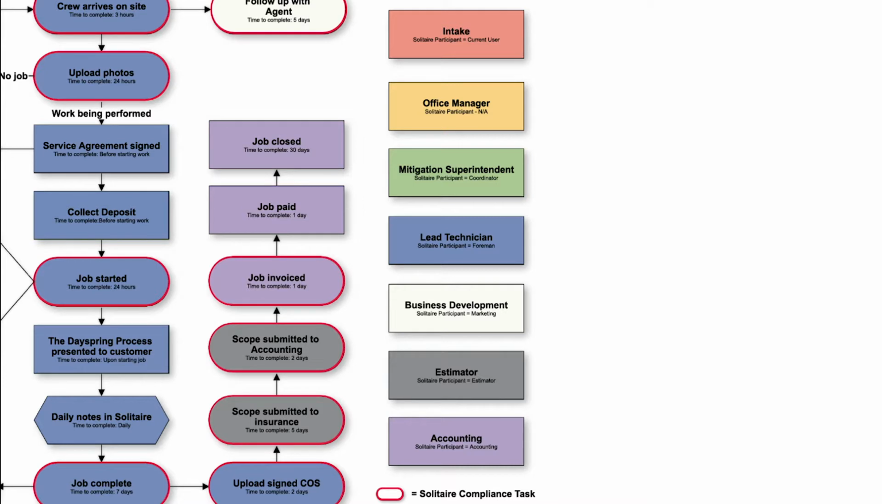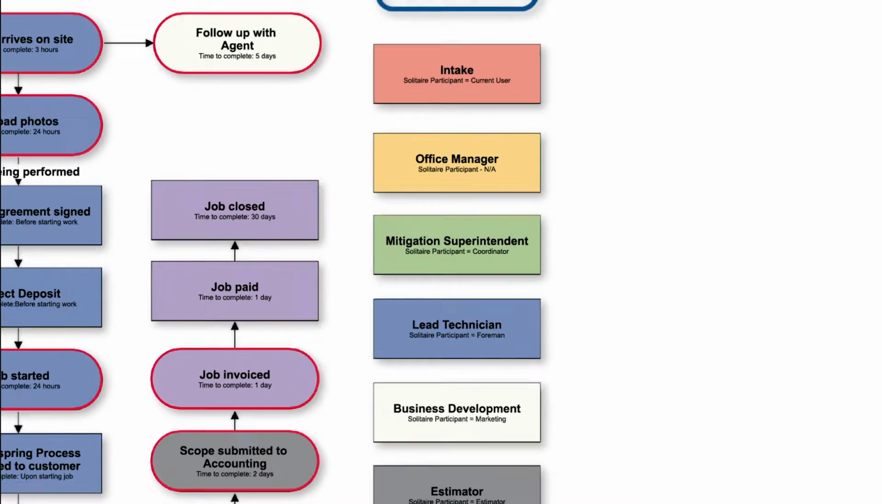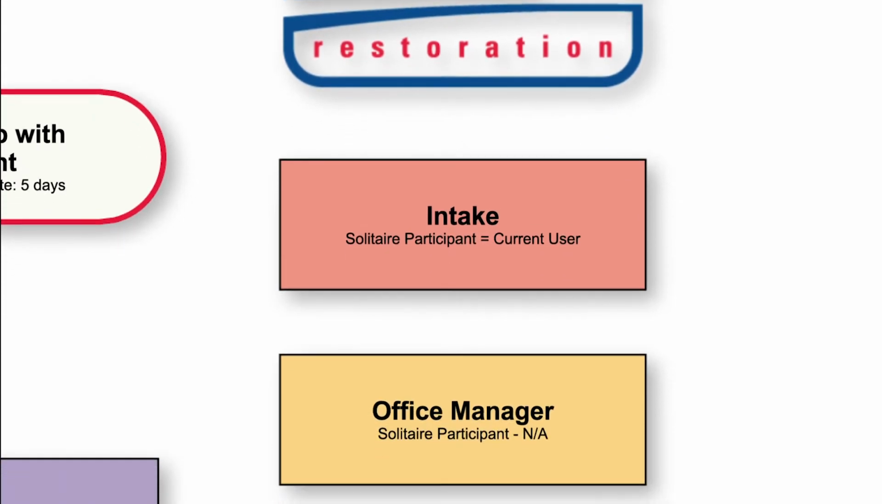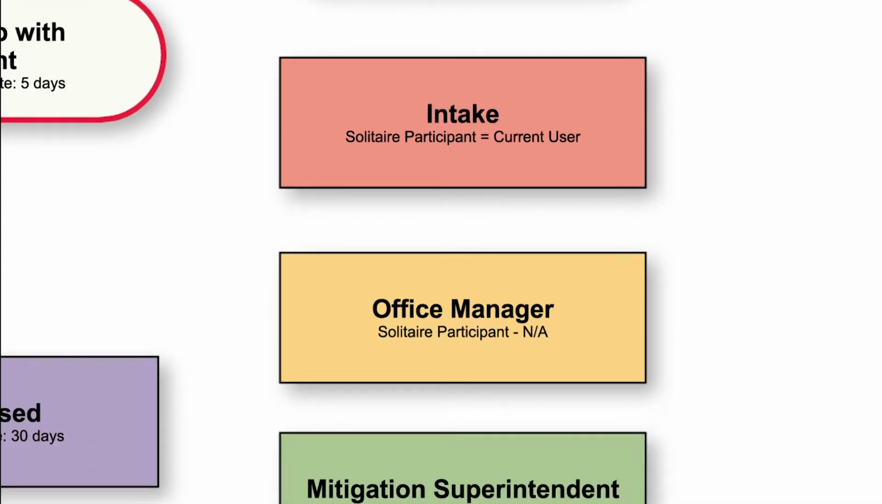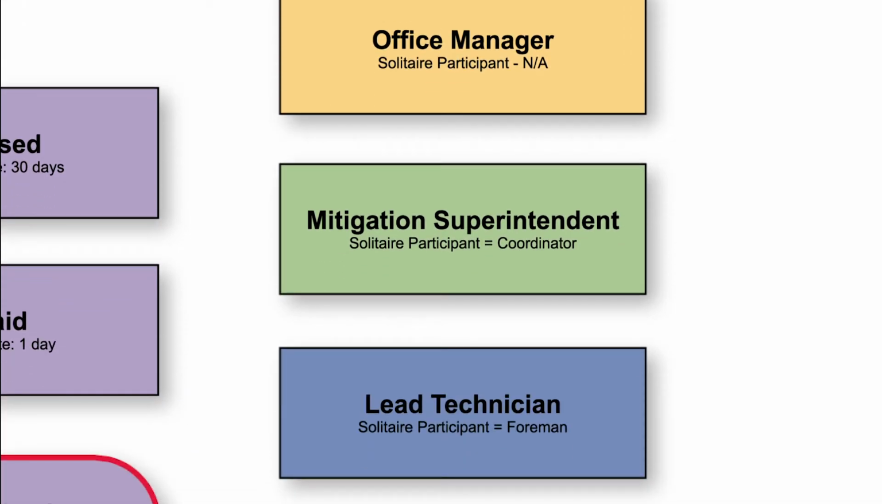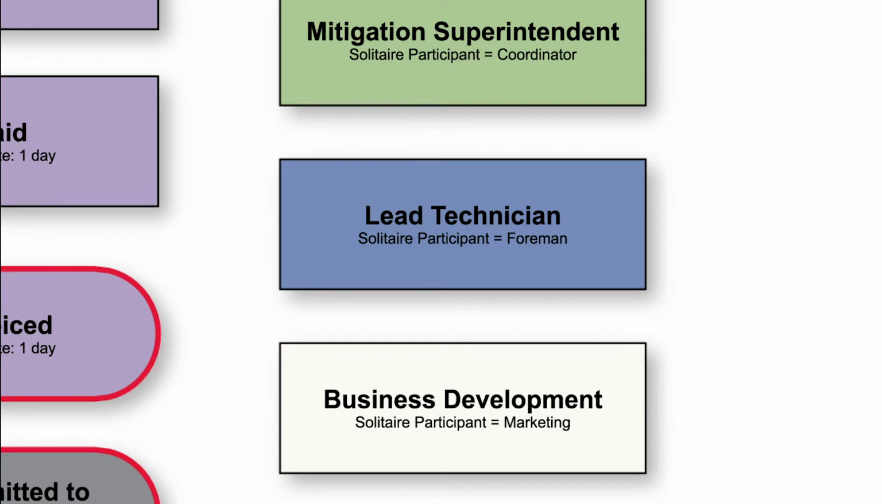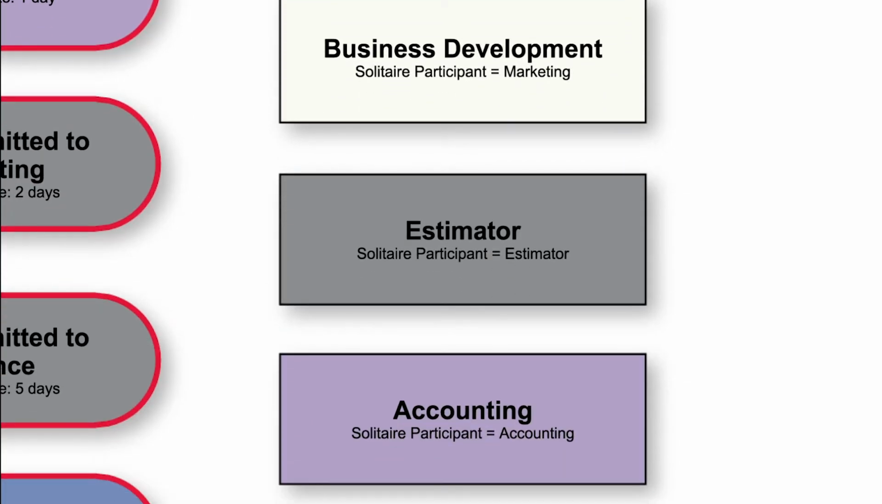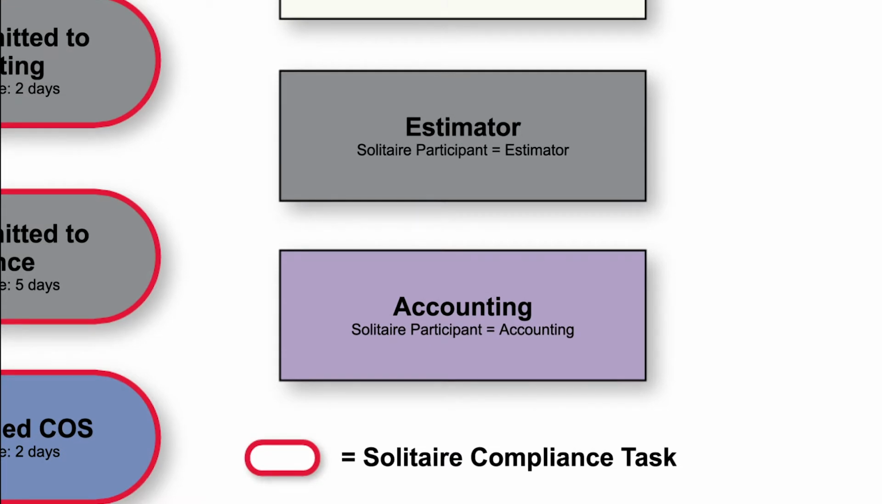Even though there are variations among the branches, we must ensure that every step of this workflow is assigned to a responsible party. In this example, the peach color represents tasks to be completed by intake. Yellow is office manager, green is mitigation superintendent, blue is the lead technician, white is business development, gray is the estimator, and purple is accounting. If a circle is outlined red, this represents a compliance task that must be completed in Solitaire.